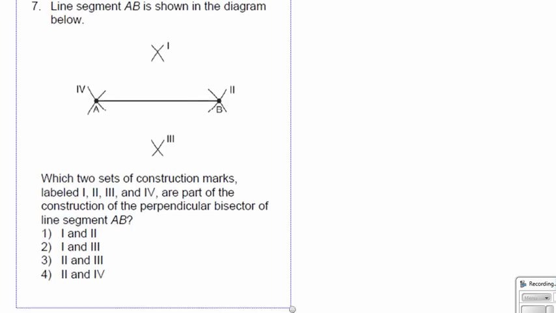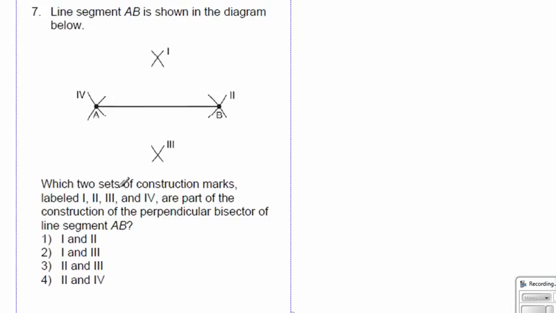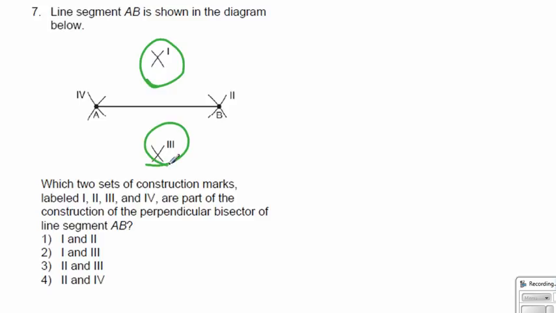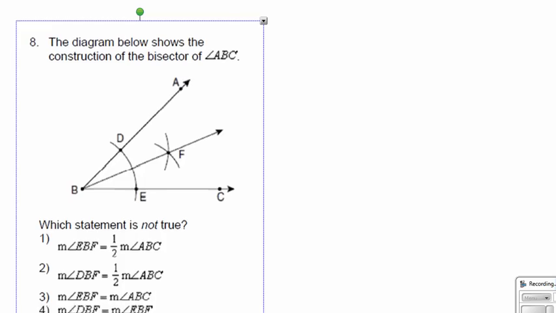Number 7. Here, which two sets of construction marks labeled 1, 2, and 3, 4 are part of the construction of the perpendicular bisector of the line segment AB? A perpendicular bisector has to be from the endpoint. These two arcs have to be drawn, so that means the first one and then the third one, which is choice number 2.